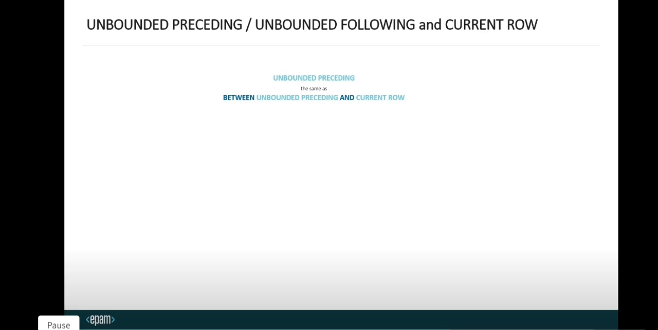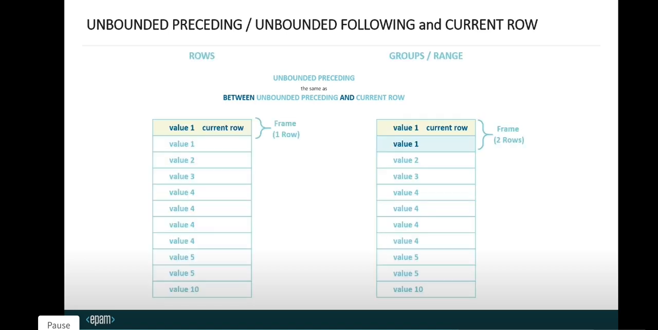Let's look at the movement of a frame defined in rows, range and groups mode. The beginning of the frame will always be in the first line of the partition because the beginning of the frame is defined as unbounded preceding. The end of the frame is specified as current row.